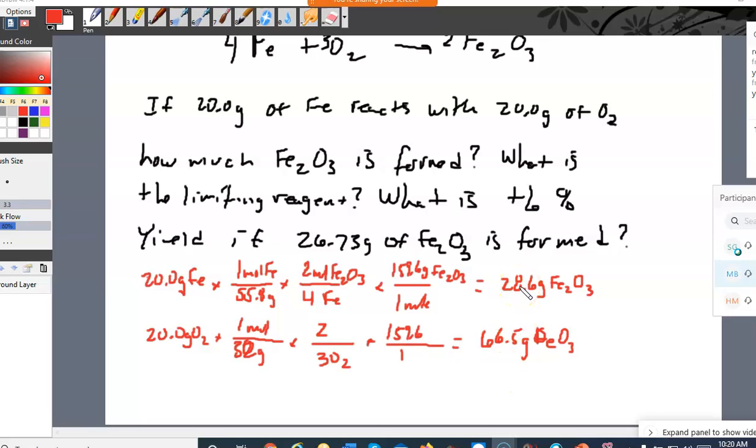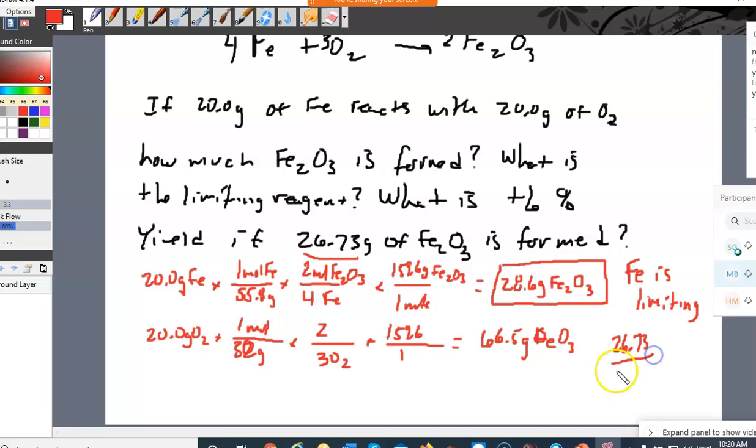Okay, so since the 28.6 is smaller than the 66.5, this is the answer for how much iron oxide is formed. So 28.6 grams is our theoretical yield. That means the iron is the limiting reagent. And then the percent yield is going to be this 26.73 divided by 28.6, times 100, and I get 93.5%.